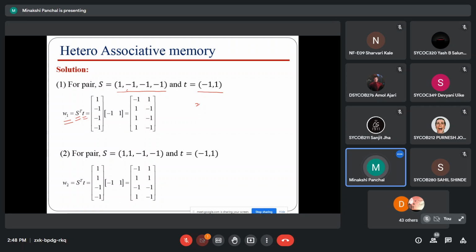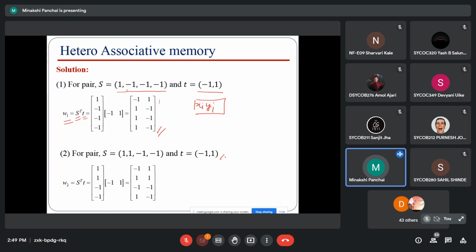If you remember, xi yi, W new is equal to W old minus xi yi. Such a formula we are using. So the same thing you are doing, xi into yi. By applying this, I will get this as the output. I am getting this output here. Now these are the weights corresponding to the first set.